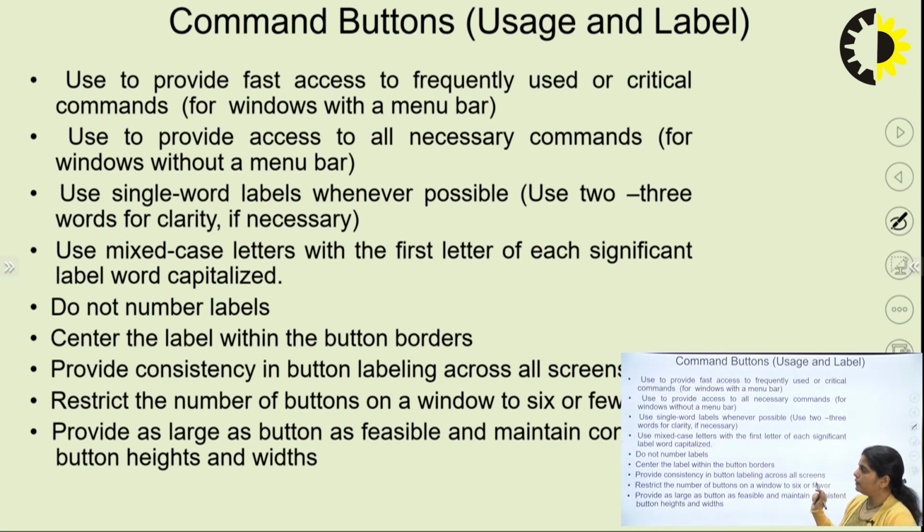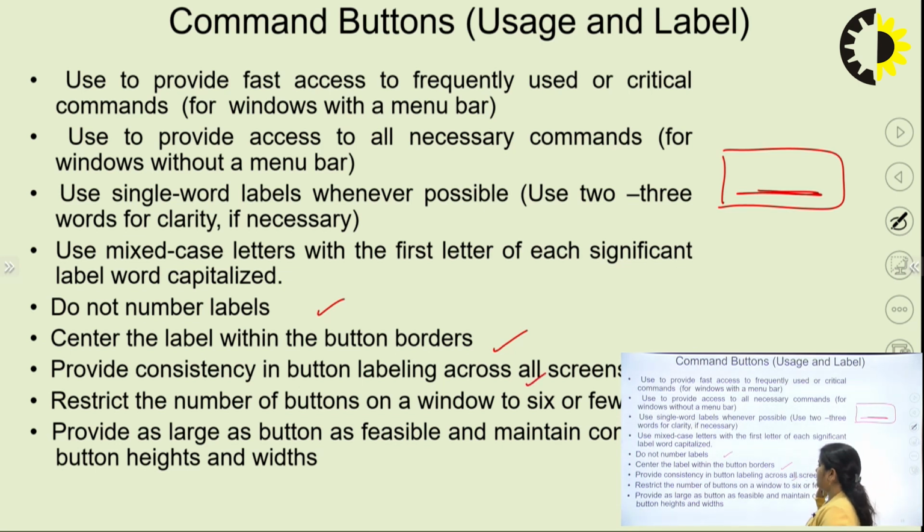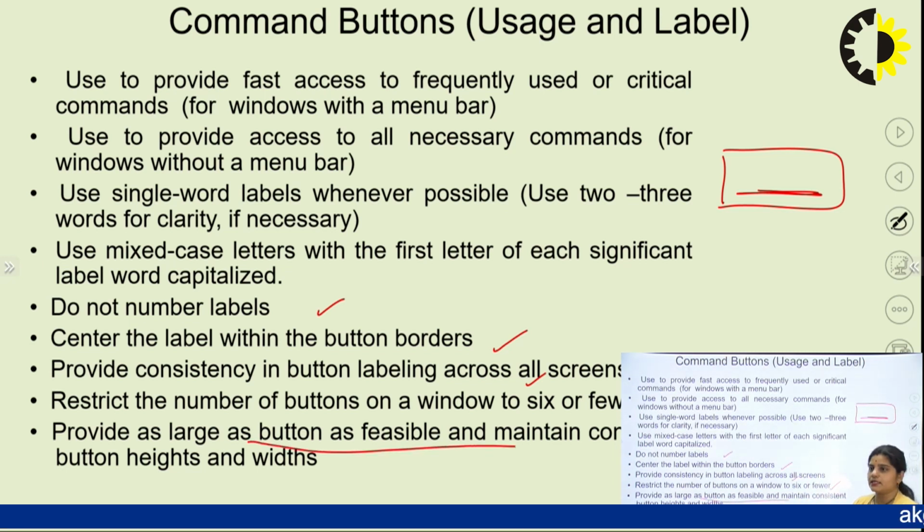Do not use numbers for the labels. Center the label within the button borders. For example, this is the button, this is the border of that button, and the label must be in a centralized manner. Provide consistency in button labeling across all the screens. Restrict the number of buttons over the screen to 6 or fewer. Fewer means less. Also provide as large a button as feasible and maintain consistent button heights and widths. For example, this is a screen, and if the button size is like this, it is not feasible.